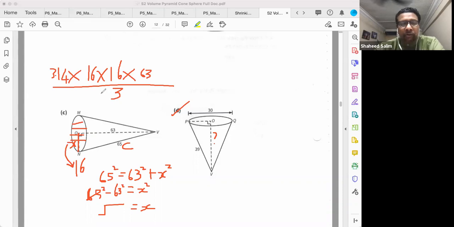Can do also, Ryan? 3.14 times 16 times 16. Pi r squared. You times by the height. And then you divide by 3. What you get? You get Inshi's answer, which is 1688.64. Yeah, same answer as me. Okay, cubic cm.